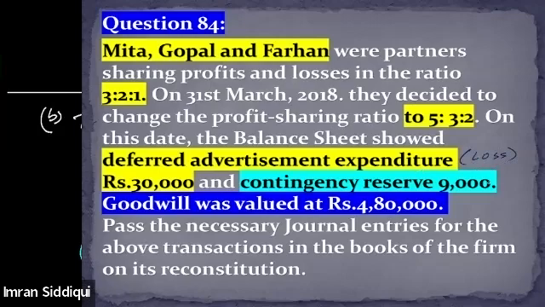Contingency reserve is here 9,000. Contingency reserve is just like the general reserve, right? If no adjustment is given in the question, we will simply distribute it among the partners, considering it as a profit. Then goodwill of the firm was valued at, so that means this is the valued goodwill, 4,80,000. This is the goodwill of the firm. We need to pass the journal entry in the question for the above transaction.